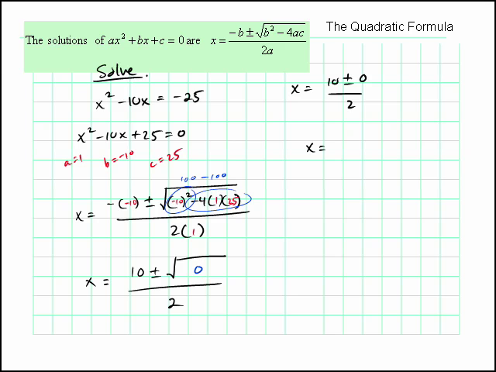Now whether you add 0 or you subtract 0 doesn't really matter. You're going to get the same result. So this is actually one of those quadratic equations that has only one answer. It is 10 over 2, or in other words, x equals 5. This quadratic equation has one solution, and it's 5.